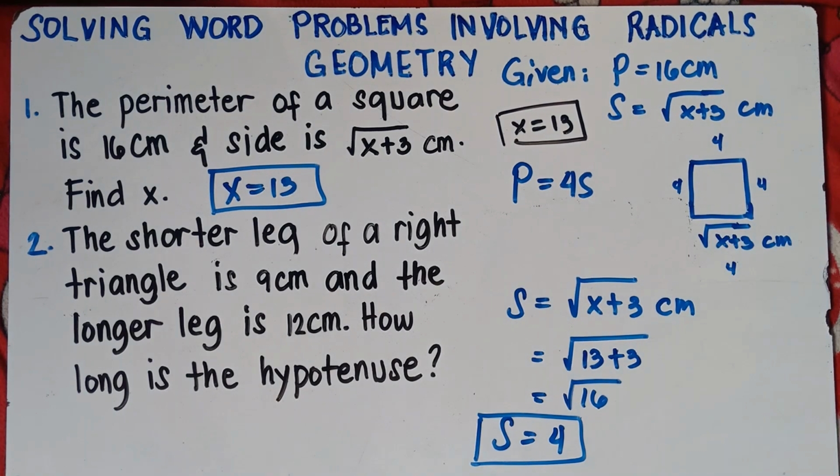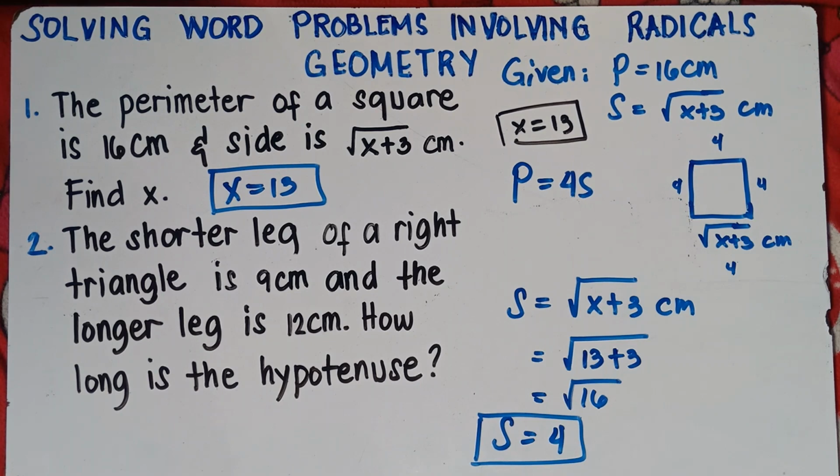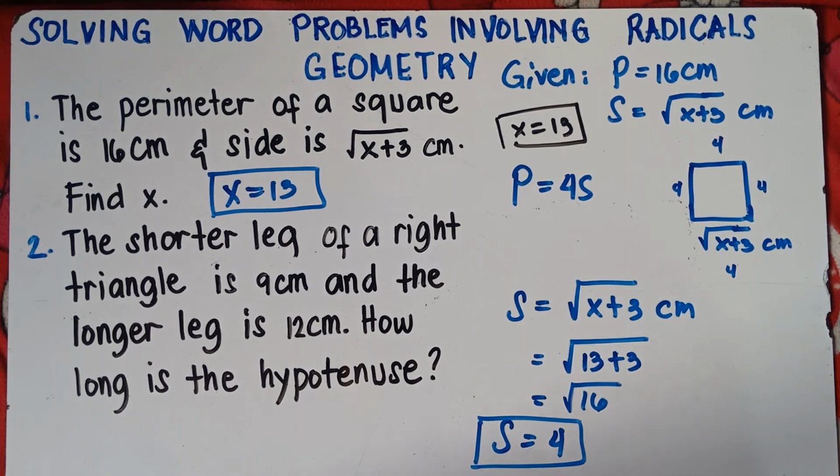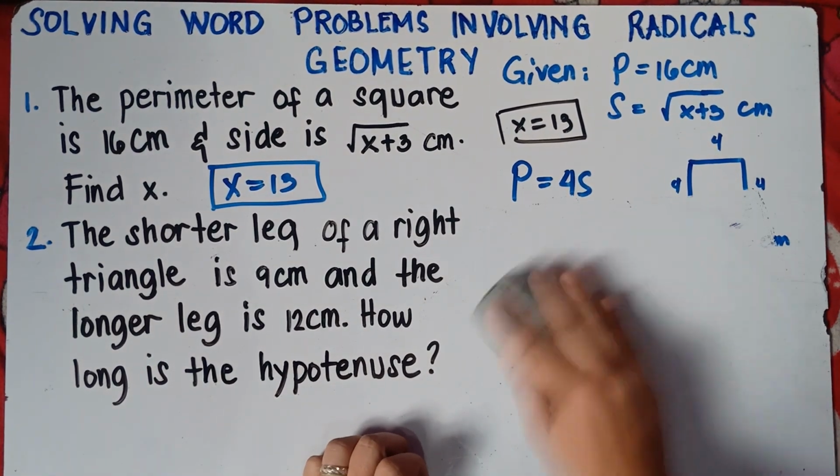Because the perimeter is the sum of all sides, if you add 4, 4, 4, 4, that would be 16. So 4 plus 4 is 8, plus 4 is 12, plus 4 is 16. Therefore, our answer is correct, class. That x equals 13. That's the answer for number 1. Easy, right? Alright, let's try number 2.